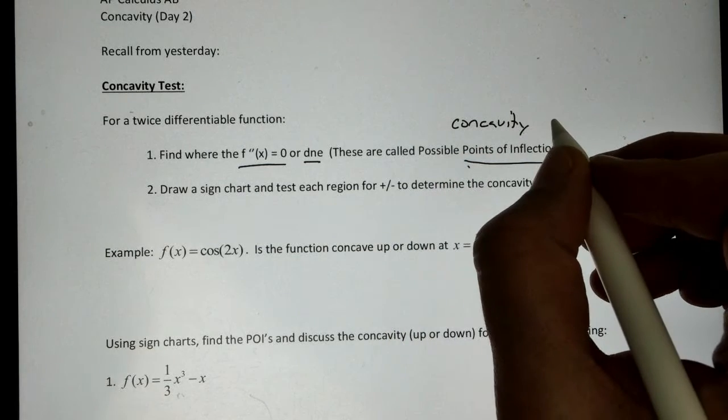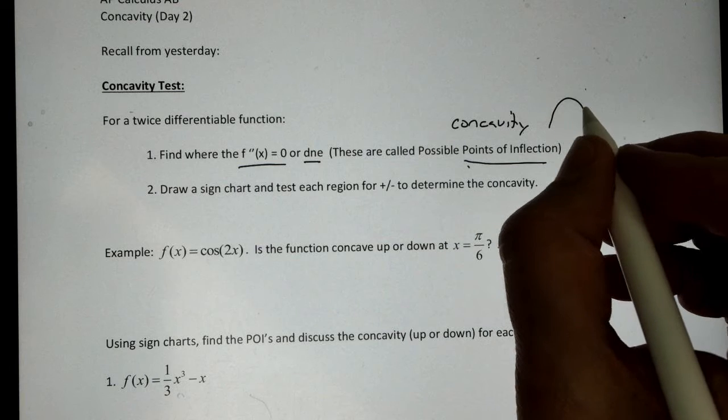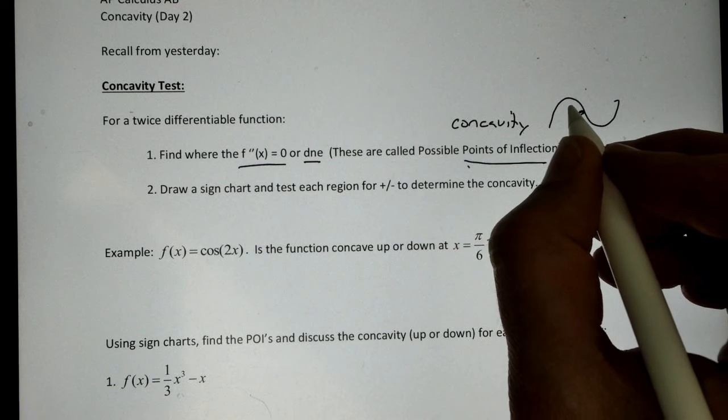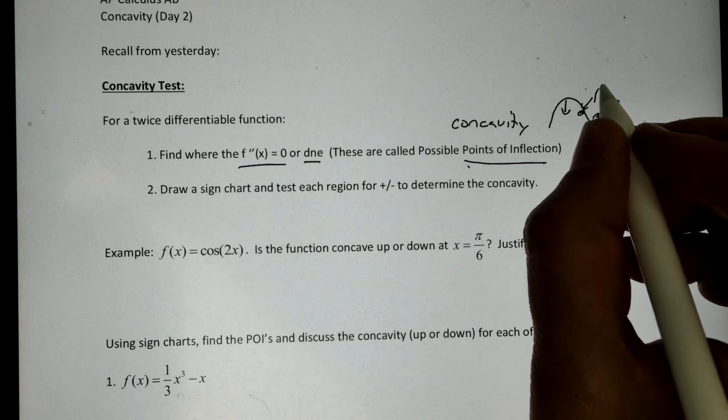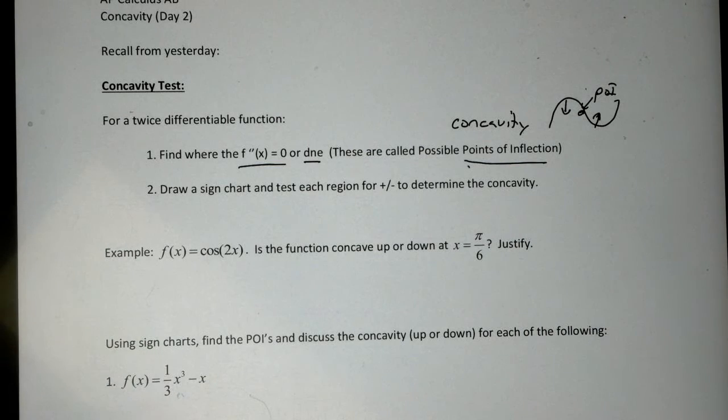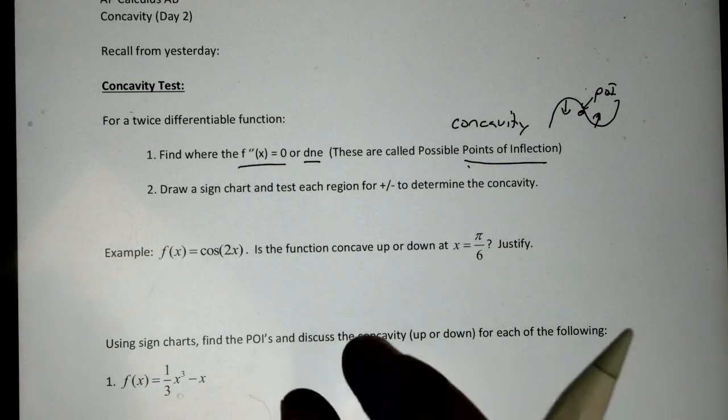This is where the concavity changes. So if I have a function looking like this, at some point we're going from concave down to concave up, and the inflection point here is a POI. Now yesterday we talked about them graphically. Today we're going to talk about them algebraically.